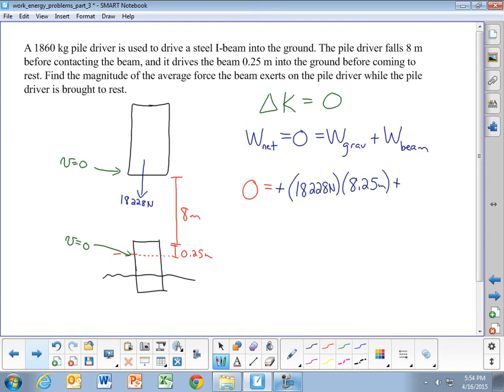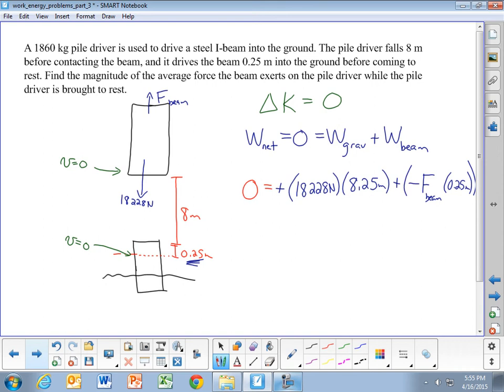And then the work done by the beam is going to be negative. As this falls, I have this drawn up here, but when it hits, the force of the beam is upwards. So I have the force of the beam, but the beam is only pushing on the pile driver over that 0.25 meters. And so that's something that I can solve. I can take the 18,228 times 8.25 and set it equal to the force times 0.25.